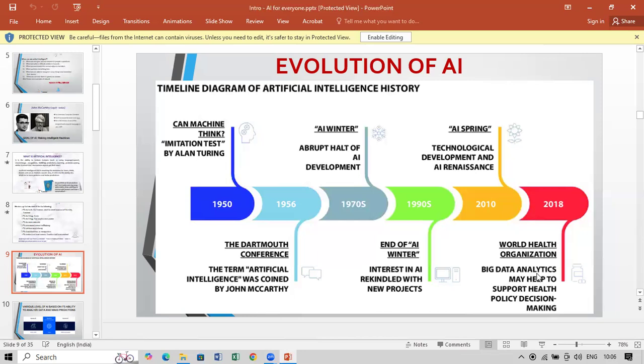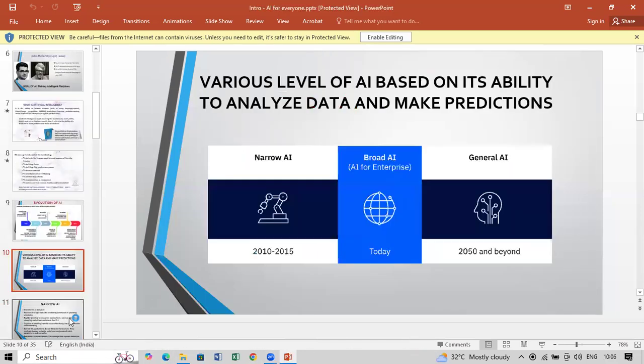And even in policy making, if I talk about government organizations, like weather forecasting, nowadays all these organizations are using big data analytics to take decisions. Fine. So in 2018, that was the first time the World Health Organization used AI for policy decision making, health policy decision making. And after that, those things are covered. Okay, so that is how it has been coming up all this time.